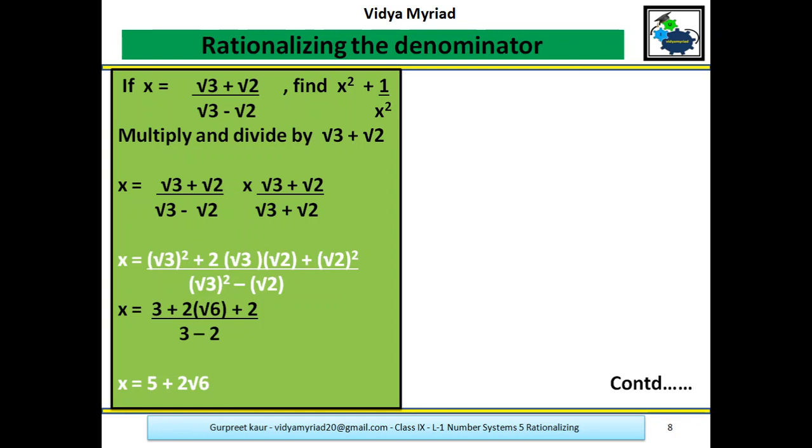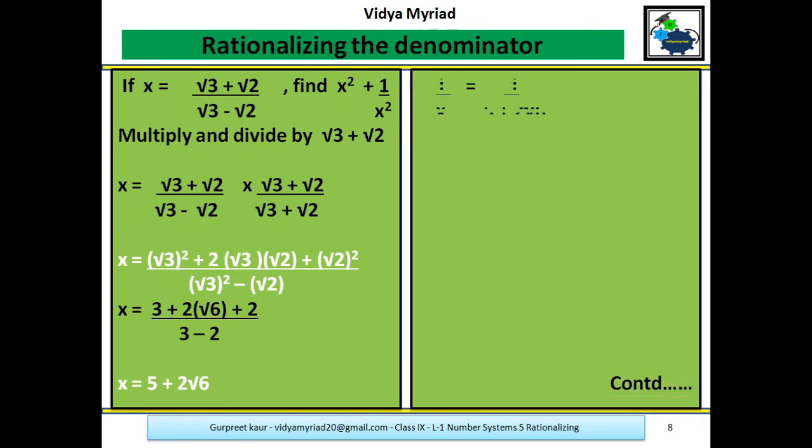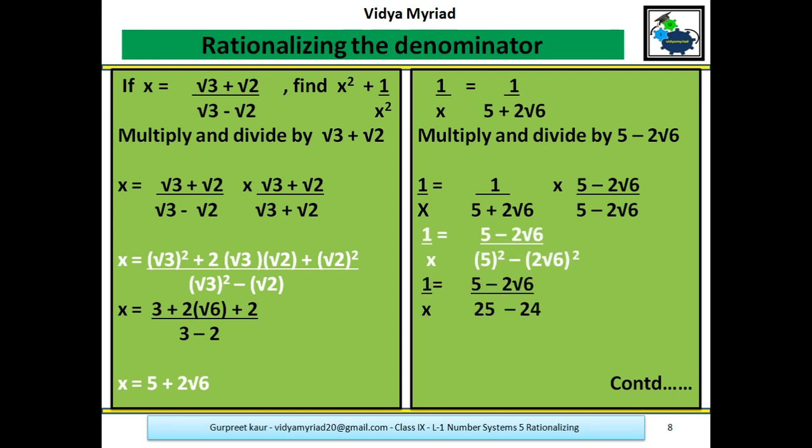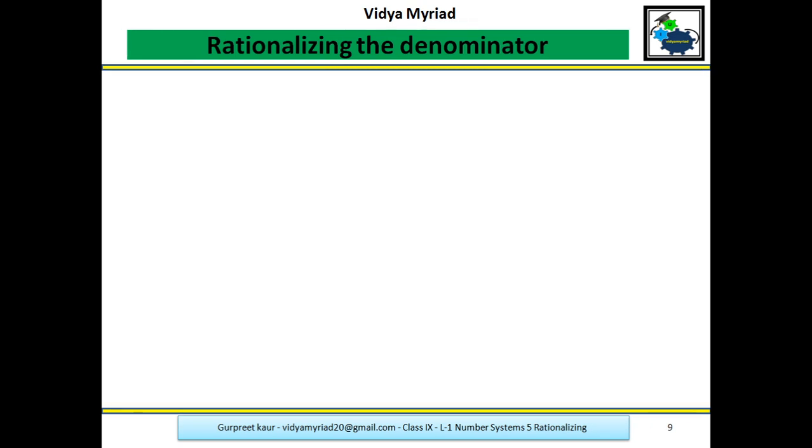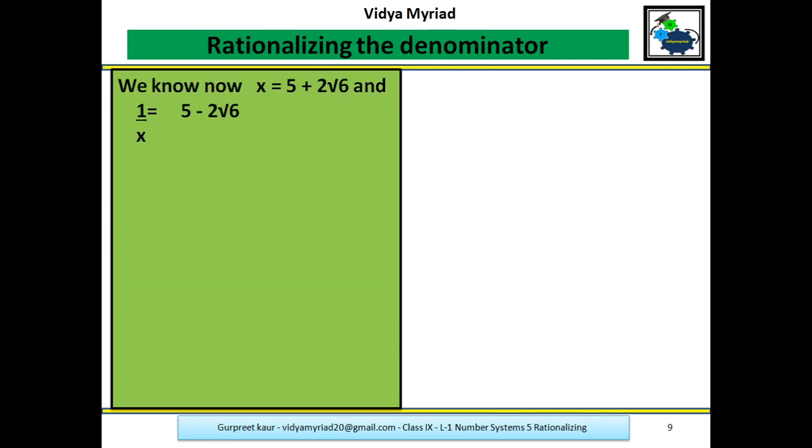This is x. Now I also need 1 upon x. So I will just take the reciprocal of this. So 1 upon x is equal to 1 upon 5 plus 2 root 6. Now again rationalize this. You have to multiply and divide by 5 minus 2 root 6. Solve it. At the end you will get 1 upon x is equal to 5 minus 2 root 6. Now we have the value of x and the value of 1 upon x. But we have to find out x square plus 1 upon x square.